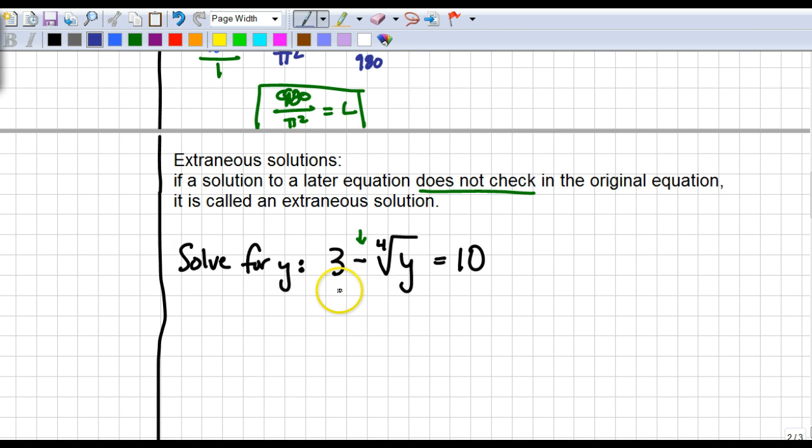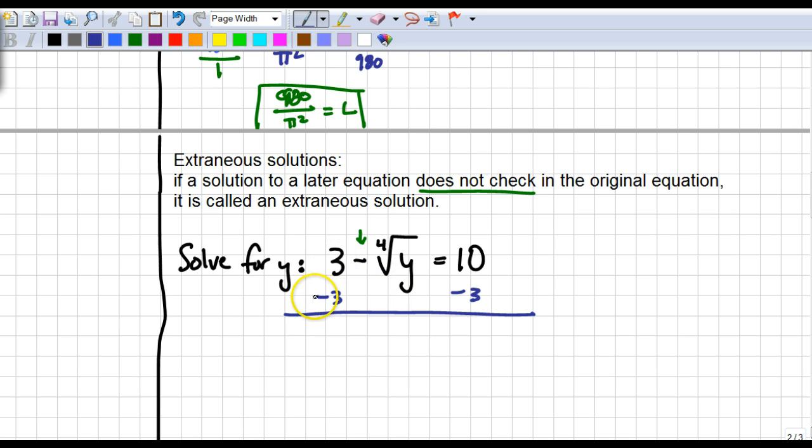We're still going to solve just like normal. Be careful here, this 3 is not being subtracted. It's actually being added. What's being subtracted is the 4th root of y. So to get rid of the 3, we should subtract 3 from both sides. Common mistake there is for kids to add 3 to both sides.